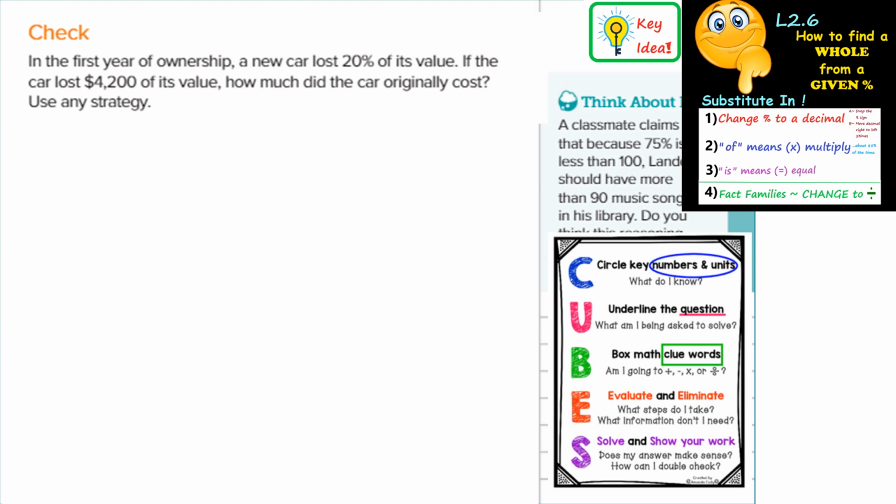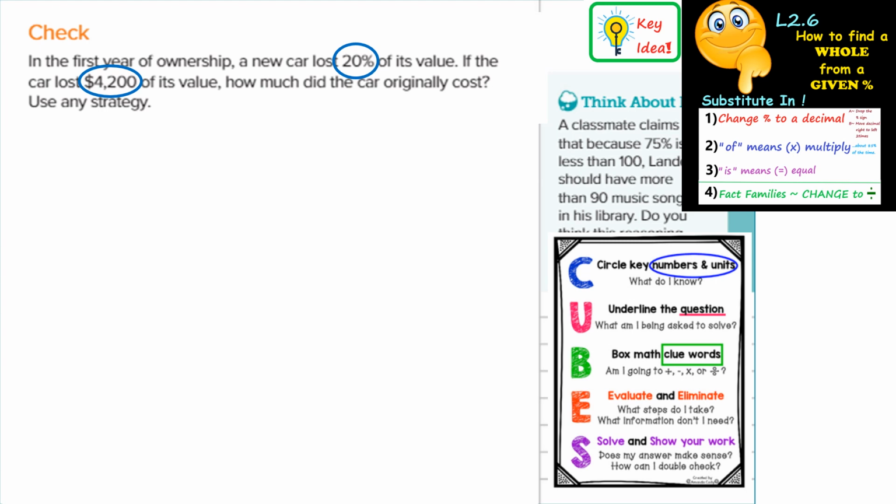So the first thing we do is we circle the numbers and the units that are in the math problem. And in this particular one, when we read it, it says, in the first year of ownership, a new car lost 20% of its value. That's 20%. So that is one of our numbers and units that we're going to use. If the car lost, well, there's another number in value, $4,200 of its value. How much did the car originally cost?